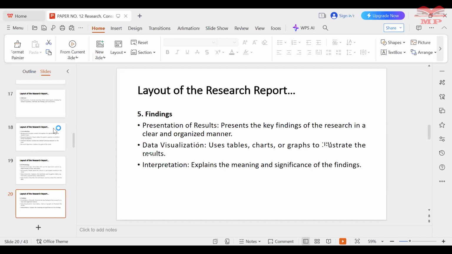So when it comes to interpretation, it attempts to explain the meaning and significance of the findings. So there could be computations, there could be an analysis, a regression equation, for example, and there are certain outputs that have come up. There is a particular table that is showing, for example, a trend or relationships or correlations.